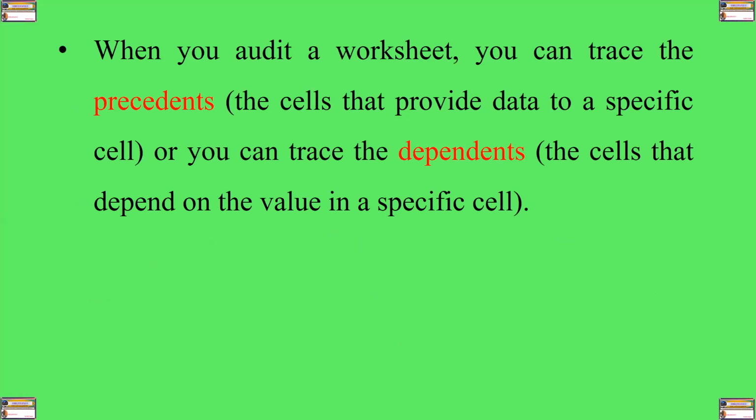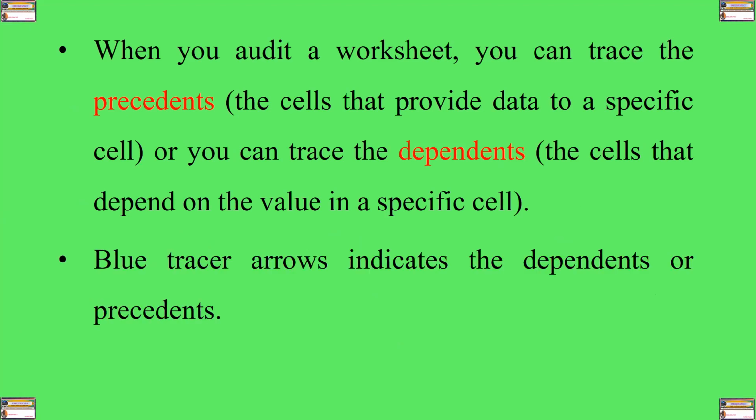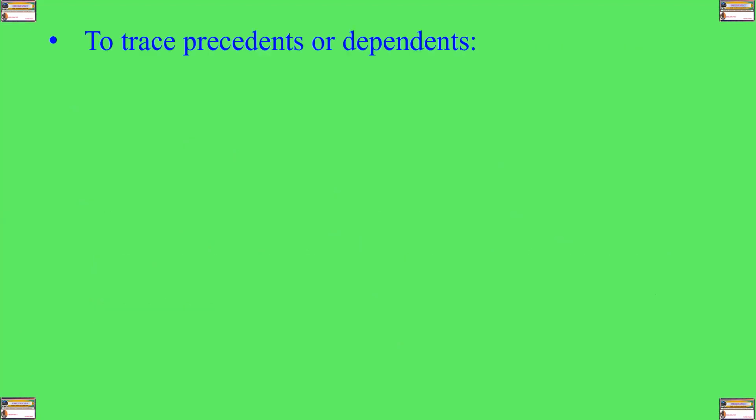When you audit a worksheet, you can trace the precedents, that is, the cells that provide data to a specific cell, or you can trace the dependents, that is, the cells that depend on the value in a specific cell. The blue tracer arrows indicate the dependents or precedents.